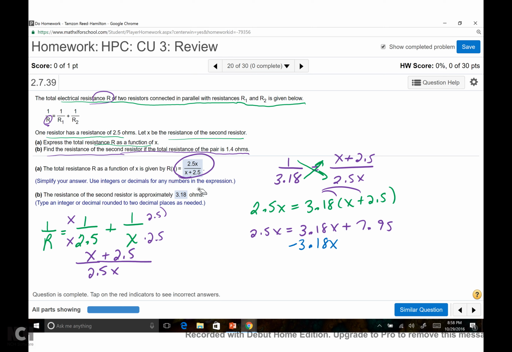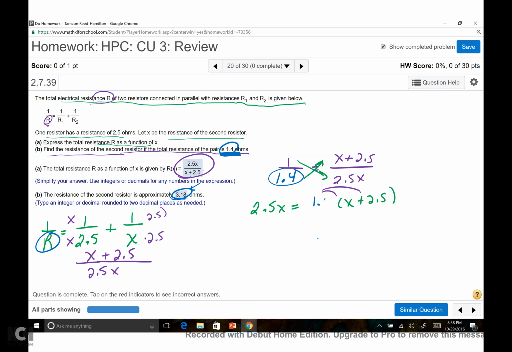Oh my gosh, Tamsin, I'm sorry, I'm reading the answer and I'm supposed to plug in 1.4 there. Oh goodness, gotta love Hammy. I'm sorry. That's what I get for looking at the answer. The total resistance is 1.4. That's what goes here, is the 1.4.